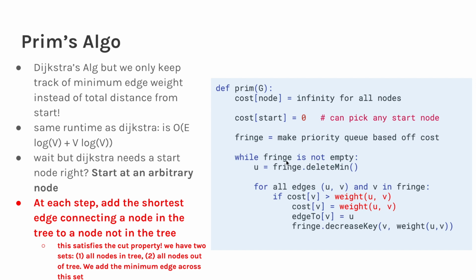So this satisfies the cut property because we have 2 sets, basically all the nodes in the tree that we've constructed so far, and then all nodes outside of the tree. And every iteration, we're adding the minimum edge across this set. Or when we delete the min, we're saying this U is becoming part of our MST, and this is the minimum edge across the set.